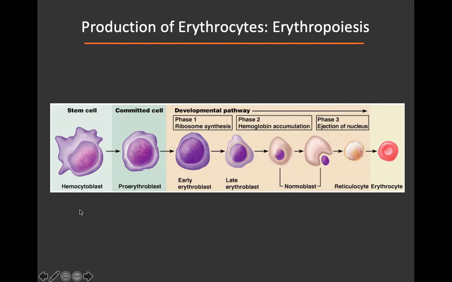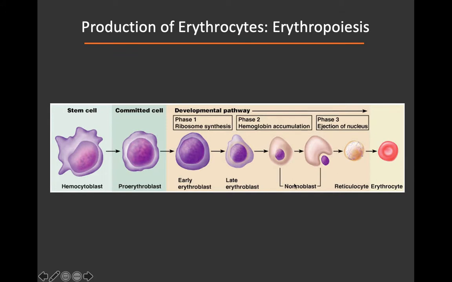So in phase 1, you have the early erythroblast, and what's happening is we're going to have a lot of ribosome synthesis occurring in there, because remember, ribosomes are going to help us to produce protein. They help us with protein synthesis, and the big protein we're making inside a red blood cell is hemoglobin. So then in step 2, we're going from this early erythroblast to the late erythroblast, and then we're actually turning into what are called normoblasts.